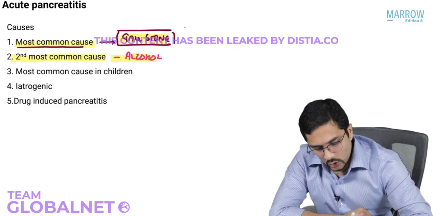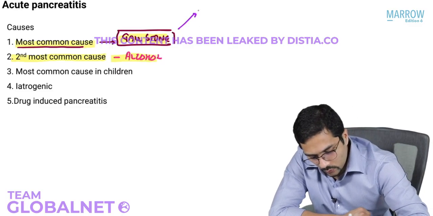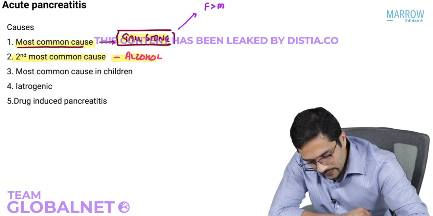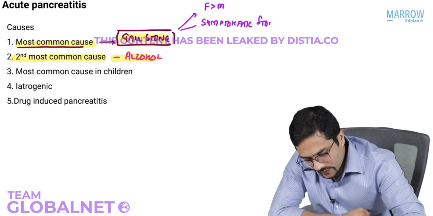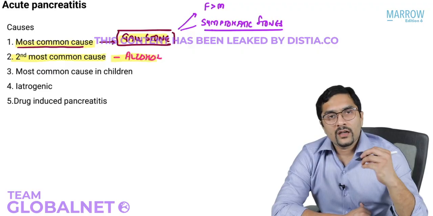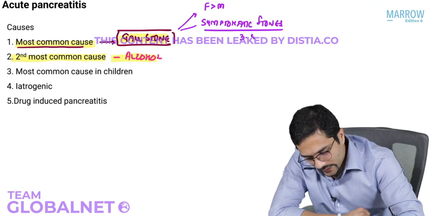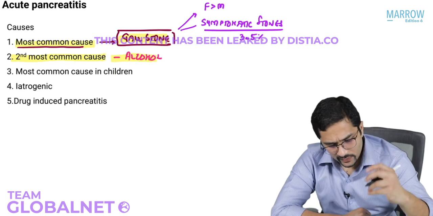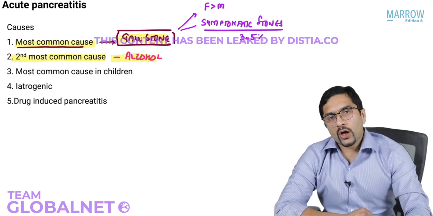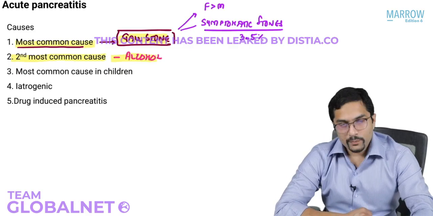Now it has been seen that gallstone-induced pancreatitis is more common in females as compared to males. And in patients who have symptomatic stones, the incidence of gallstone-induced pancreatitis is just 3 to 5%. Alcohol is the second most common cause of acute pancreatitis.